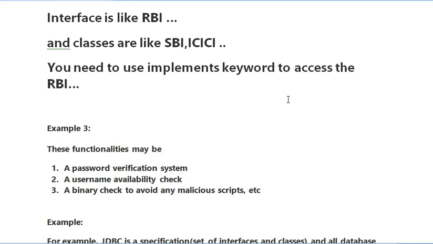So let me elaborate. Let's take another example. Let us say that you want to implement a sign up page for a client, and we all know what a sign up page does. It will register a new user in the service, right? Now the client wants to be more specific. He wants to add some more functionalities, and he wants to be sure that you complete these functionalities, like a password verification system, a username availability check, a binary check to avoid any malicious scripts, etc. So he will make a contract that you have to follow compulsorily.